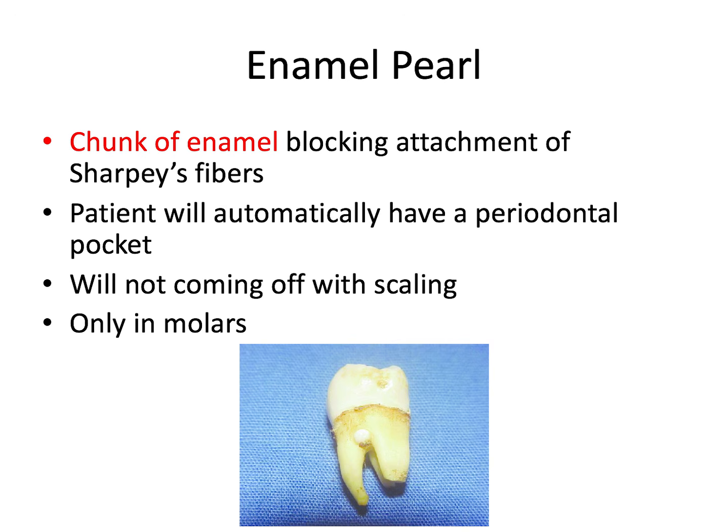The patient will automatically have a periodontal pocket because if you're not getting Sharpey's fibers attached, you're not having any sort of attachment of the periodontal apparatus to the tooth, and you're just going to have this free-floating pocket that you could easily have a deep vertical defect there. It will not come off with scaling, which is incredibly frustrating because it's literally a glob of enamel fused to the tooth, and it only occurs in molars.